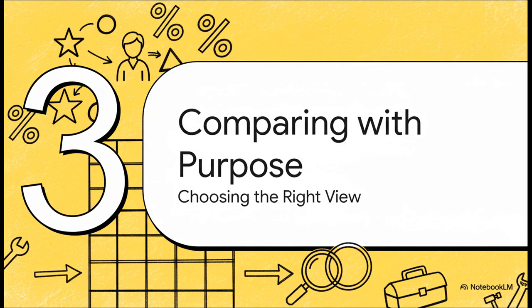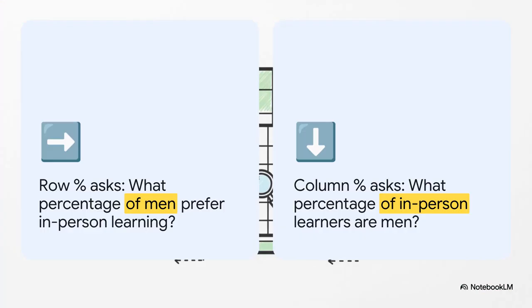Okay, so we've got all these different percentages floating around. We have row percentages, we have column percentages, but which one do we actually use? Which one answers our original question about the connection between gender and learning preference? This is probably the most important step of the whole process. Look at the difference here.